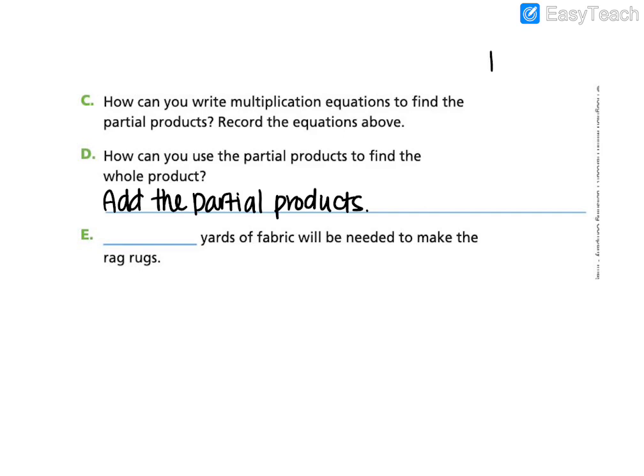Okay, let's go ahead and check. We have 100 plus 40 plus 50 plus 20. I know 40 plus 50 plus 20 is equal to 110, plus 100 is equal to 210. So in total, they will need 210 yards of fabric to make the rugs.